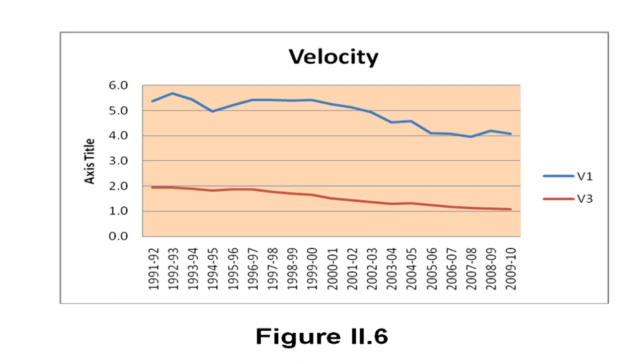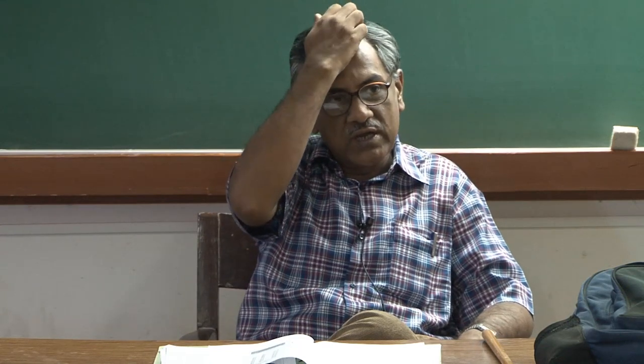But one thing is very clear in these two, particularly note V3. What is this line doing? It has come down significantly from near 2 to 1 over a roughly 22-year period. It has definitely come down. What does it mean, velocity coming down? Which hypothesis is correct? Irving Fisher or the Cambridge equations, the Cambridge economists, who said that in the short run velocity may fluctuate, but in the long run, yes, it will change.